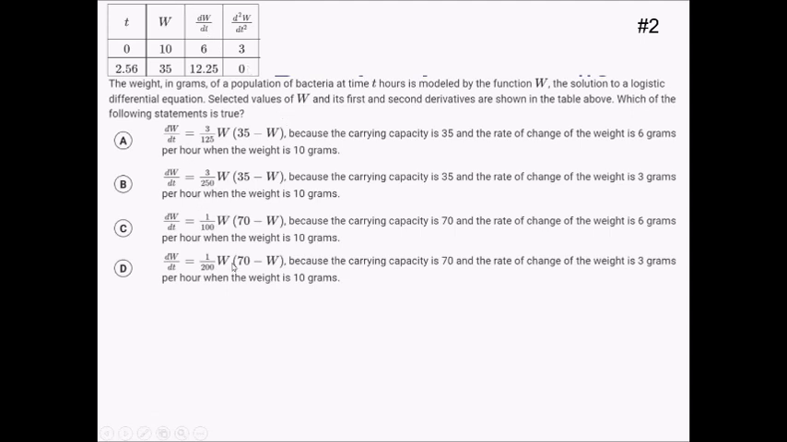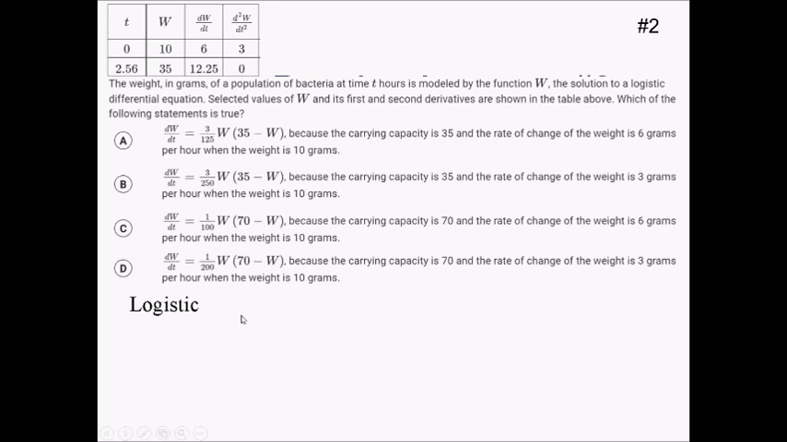And if you look at these answer choices, there's a whole lot of explanation, but really we have a different equation in each of these. So it's really the equation we're most interested in, and hopefully the explanation matches. So the key on this one is realizing first off that we have a logistic function. And whenever you're trying to write the equation of a logistic differential equation, you need to know the carrying capacity. That's this 35 or 70 in these various different options here.